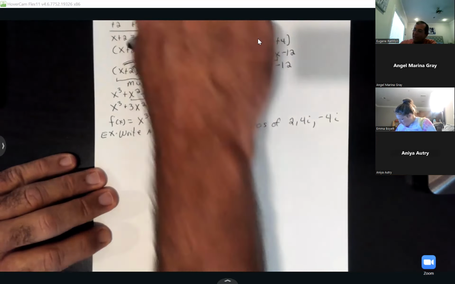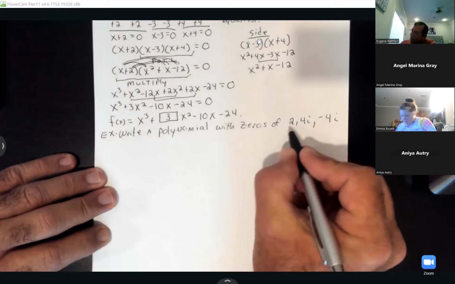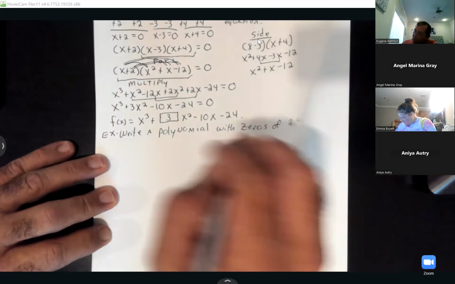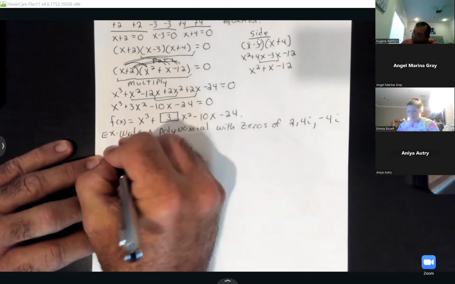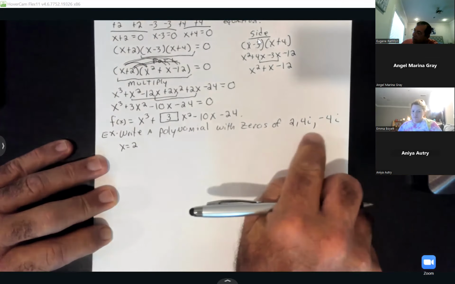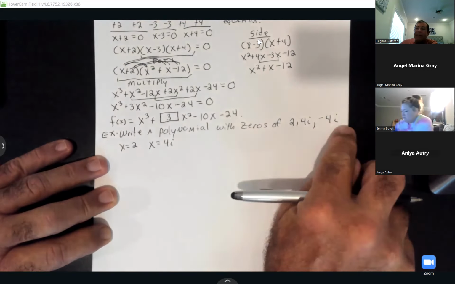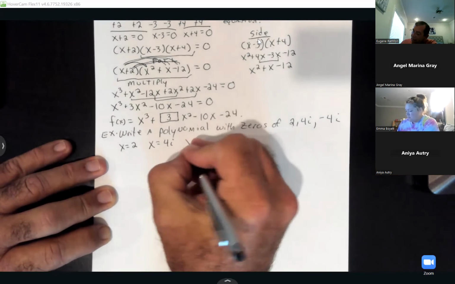So the trick on this, I'm going to set my 3 answers equal to x. So I'm going to have x equals 2, x equals 4i, and x equals negative 4i.